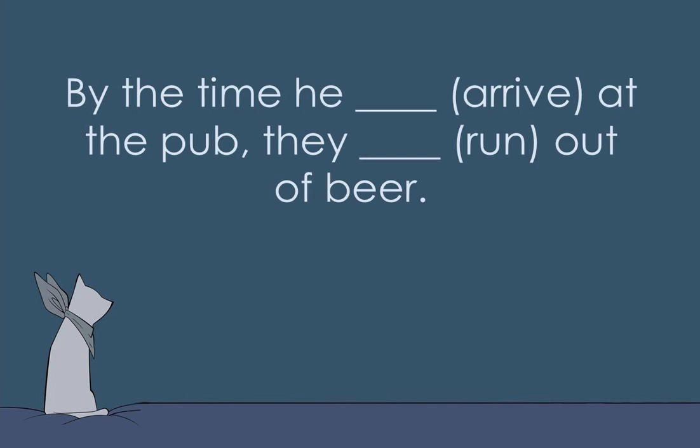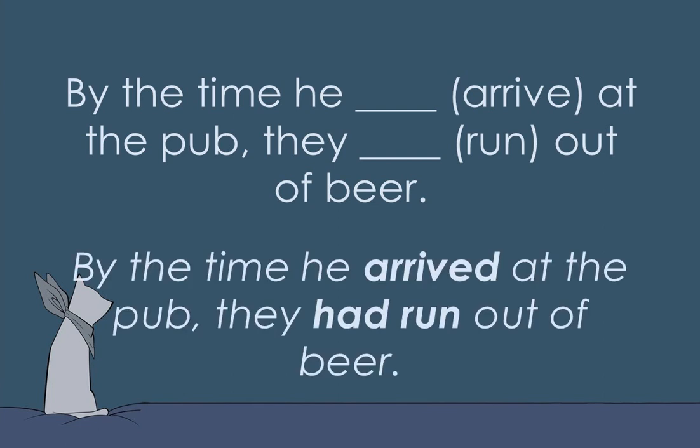Last number, by the time he arrived at the pub, they run out of beer. In this sentence, the verb run happened first before the verb arrive. Therefore, the verb run should have the past perfect tense and the verb arrive should have the past tense. The sentence should be, by the time he arrived at the pub, they had run out of beer.